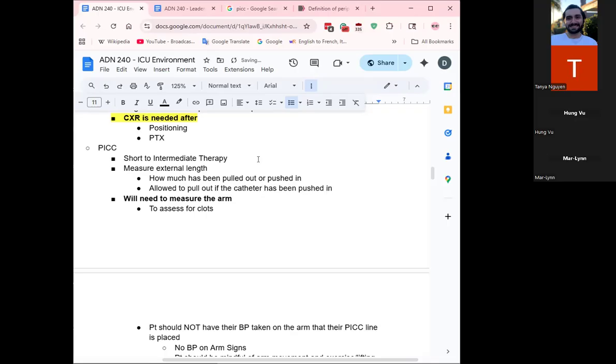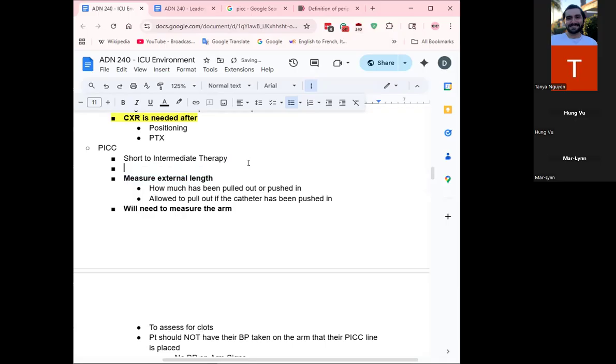But yeah, you want to keep track of that external line measure. You could let the doctor know if it's been pulled out, because you can't push it back in due to infection risk. Okay, that's important.